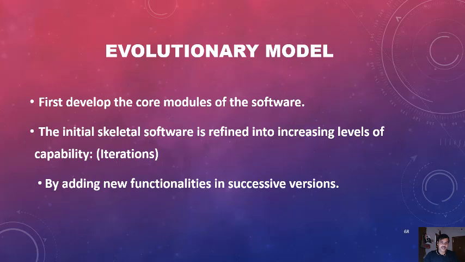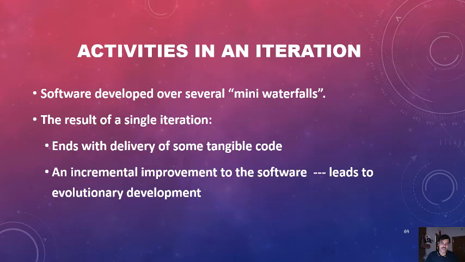The evolutionary model first develops the core modules of the software, then the initial skeletal software is refined into increasing levels of capabilities, that is, the iterations. By adding new functionalities in successive versions, the iteration will go on and the software is developed over several mini waterfall models. Each and every iteration of the software is a single waterfall model.